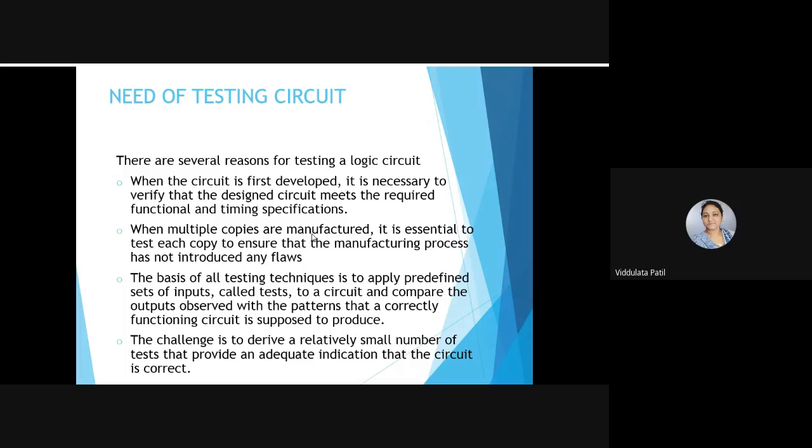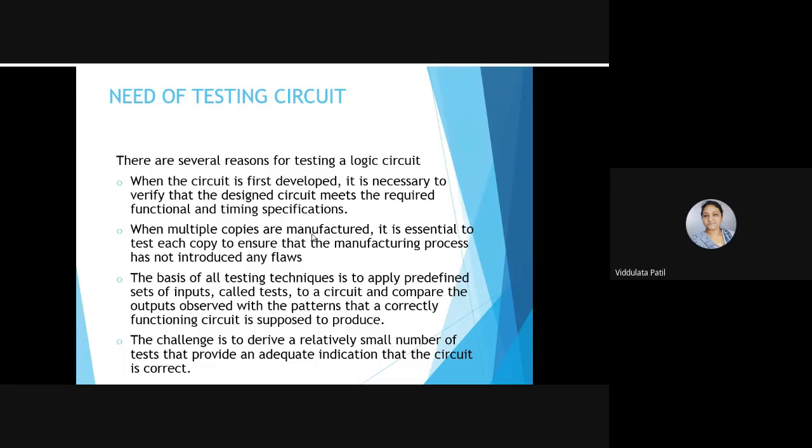As we have discussed, let us see what is the actual need for testing circuits. There are various reasons for the testing of logic circuits. When the circuit is first developed, it is necessary to verify that it meets the desired specifications, which may be functional specifications or timing specifications. For whichever function we designed the circuit, it should meet that specification as well as the timing specifications. That means the delays present should be such that it works properly.